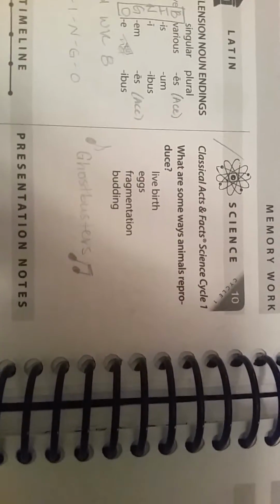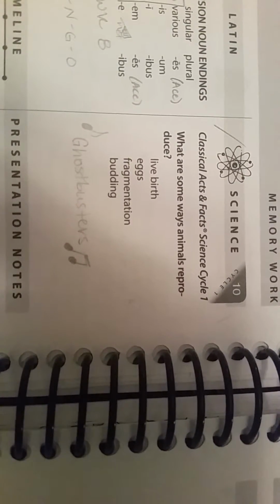Week 7. What are some ways animals reproduce? Live birth and eggs, fragmentation, and budding.